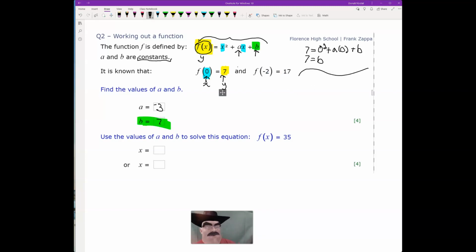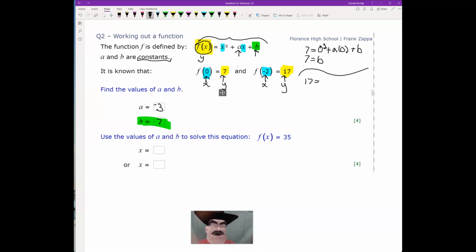All right, now to get the rest of this, we're now going to take these values. That's our x value. That is our f of x value, which is the same as our y. So 17 goes in for f of x, and -2 goes in for every instance that we see an x.